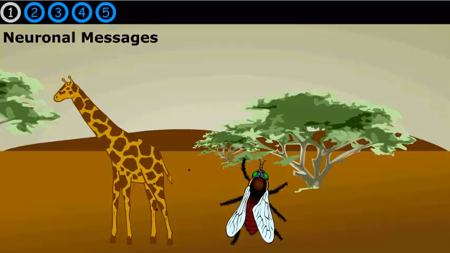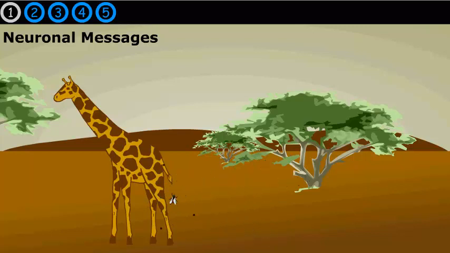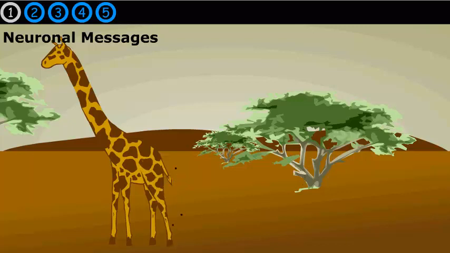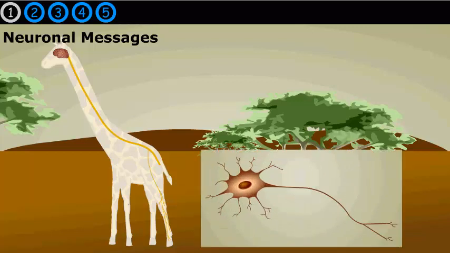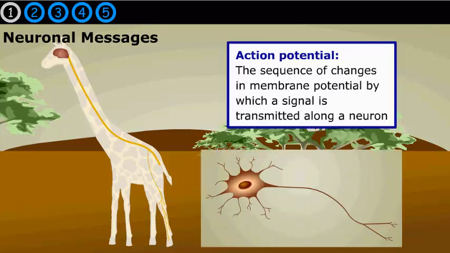How can a sensory cell, which extends from the toe of a giraffe to its spinal cord, quickly deliver a message? How does that message remain as potent at the end of the cell as it was at the beginning of the cell? The secret lies in the nature of that neuronal message, a sequence of changes in membrane potential called the action potential.